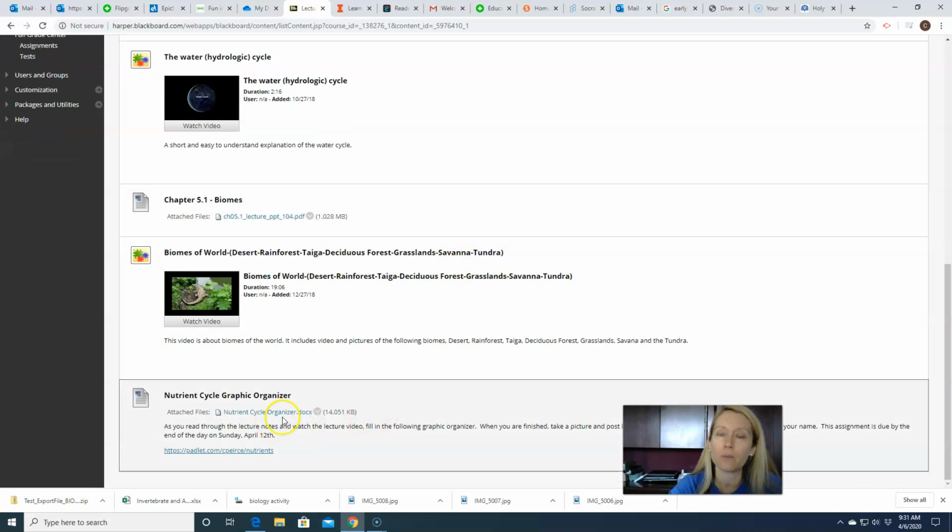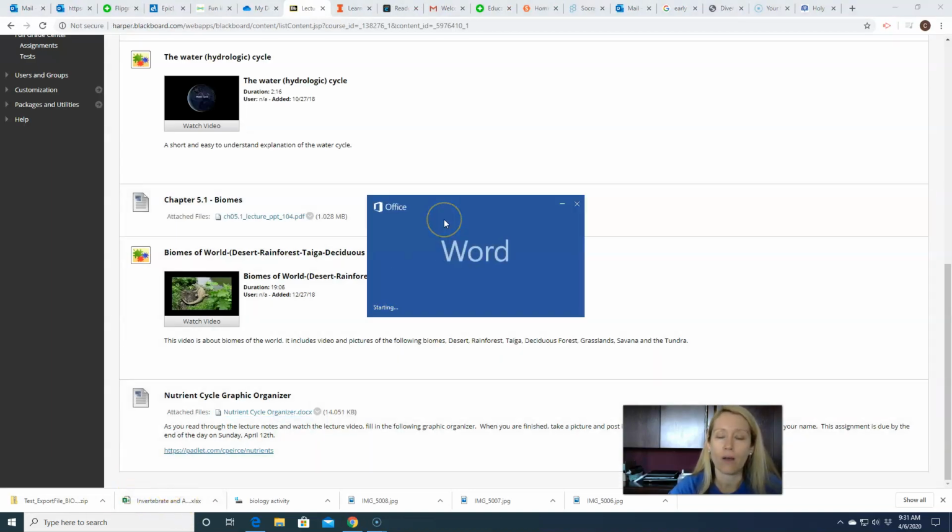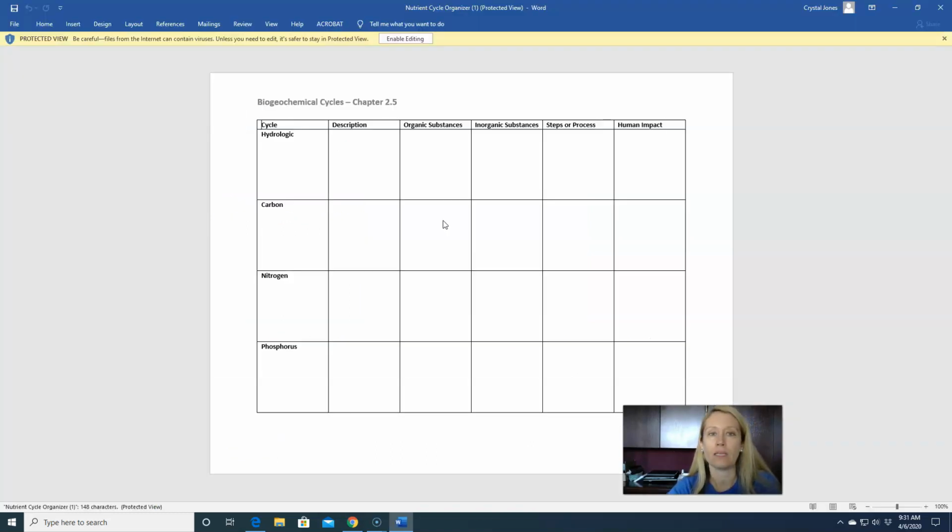And then the assignment this week is a graphic organizer. This is something that we did when we were talking about renewable and non-renewable energy, if you remember. So I have another one of these for you. And this one is breaking down each of the cycles. So we've got carbon, water, nitrogen, and phosphorus. And what you'll do is you're just going to write a little bit about each of these.